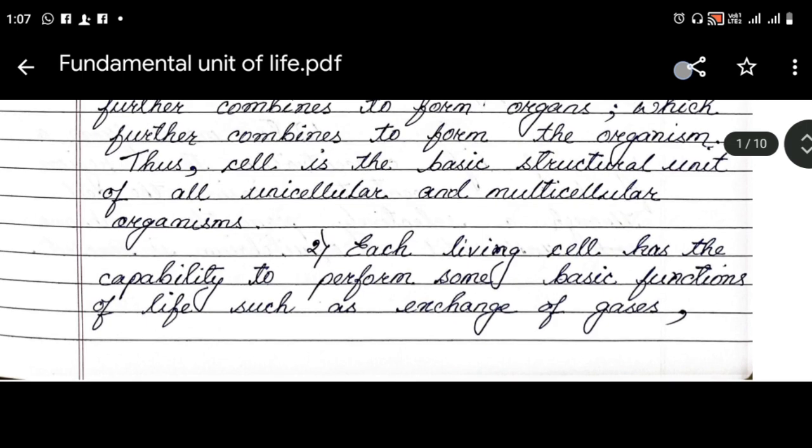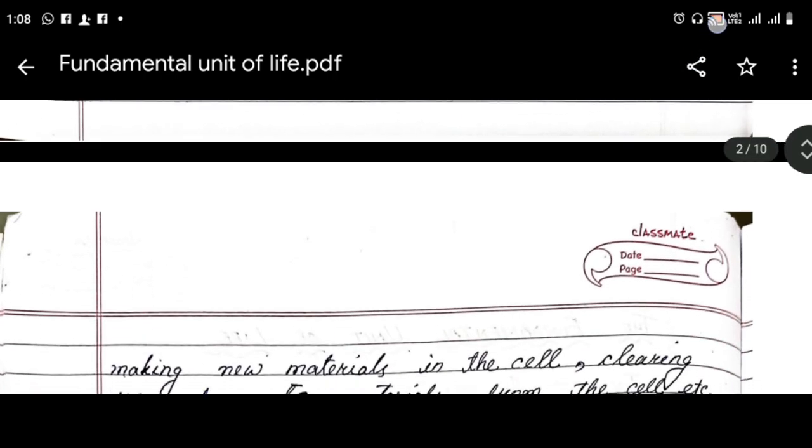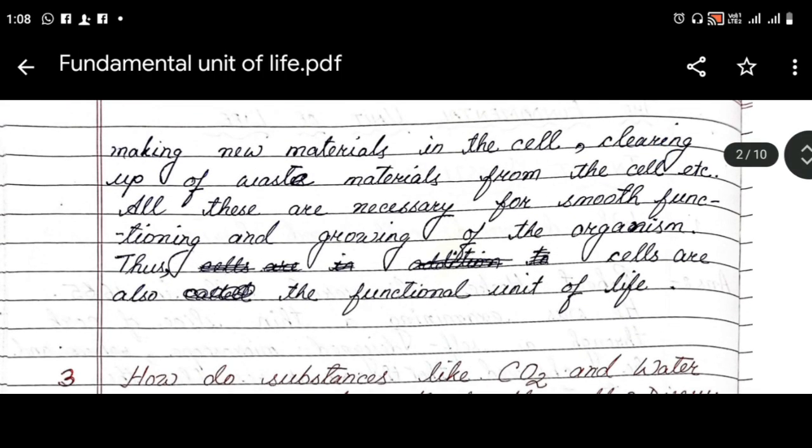2. Each living cell has the capability to perform some basic functions of life, such as exchange of gases, making new materials in the cell, clearing up of waste materials from the cell, etc. All these are necessary for smooth functioning and growing of the organisms. Thus, the cells are also the functional unit of life.